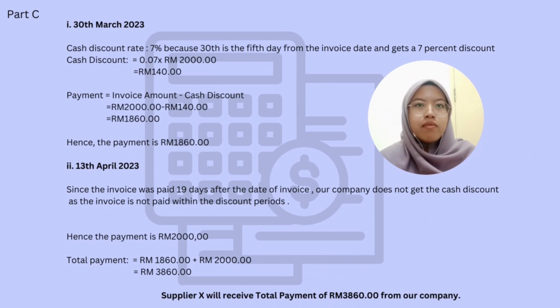Part C, if the invoice is paid on 30th March 2023, cash discount rate 7% or 0.07. It is because 30th is the 5th day from the invoice date and our company gets a 7% discount. Cash discount equal to 0.07 times 2000 equal to RM140. So payment equal to invoice amount minus cash discount, RM2000 minus 140 equal to RM1860.